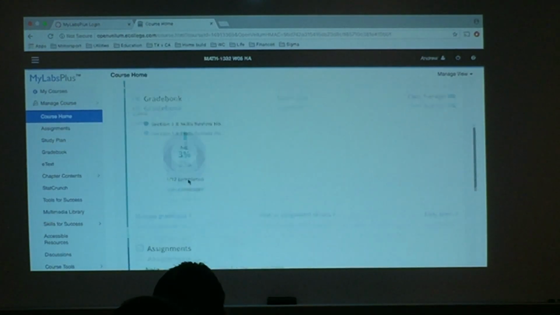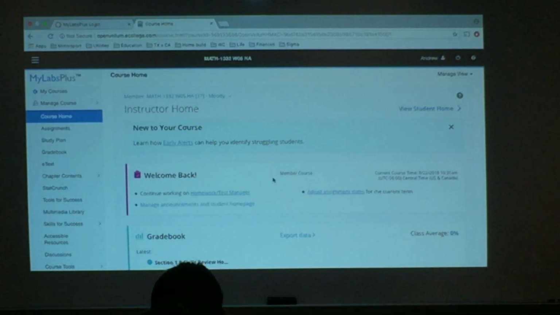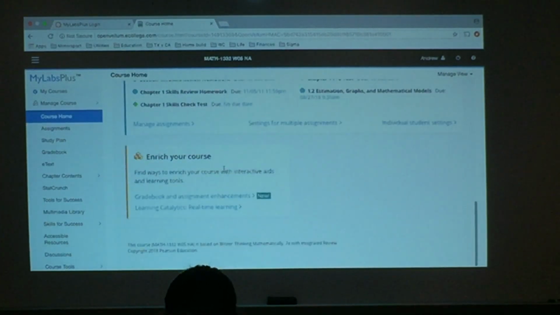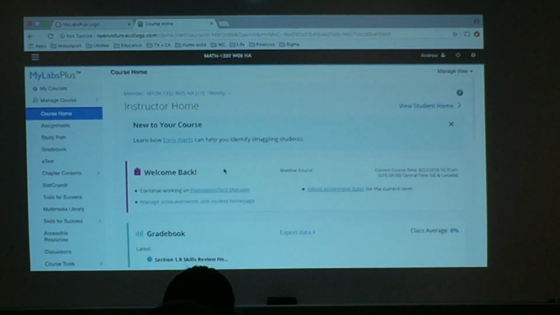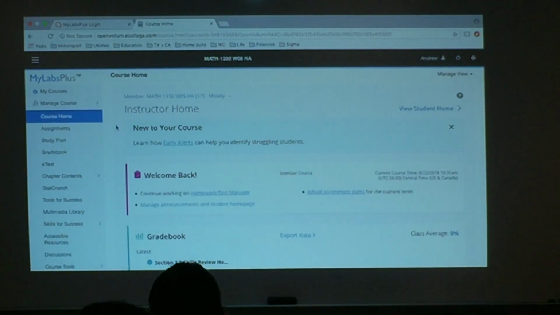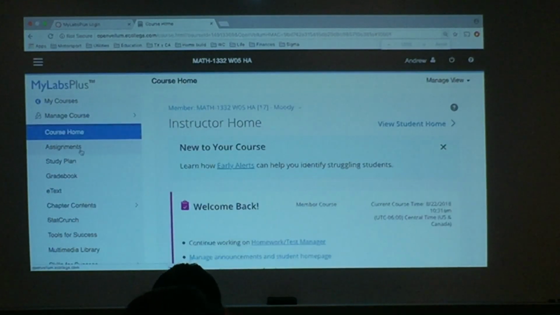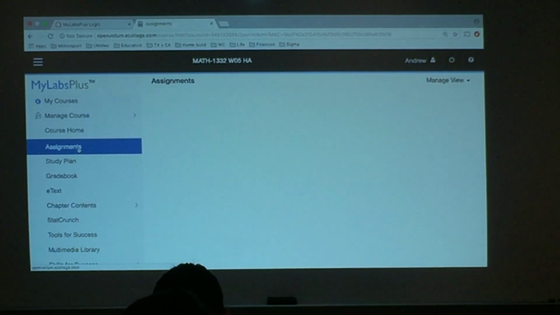So as you can see, here's your home page. One way to get to your assignment is to go to the homework and test manager. Another way is to go to assignments. They've changed the way this is laid out. Personally, I think the previous way was a little bit better, if you remember it, but it doesn't matter. Another way is to come off here to the side where it says assignments and click assignments.